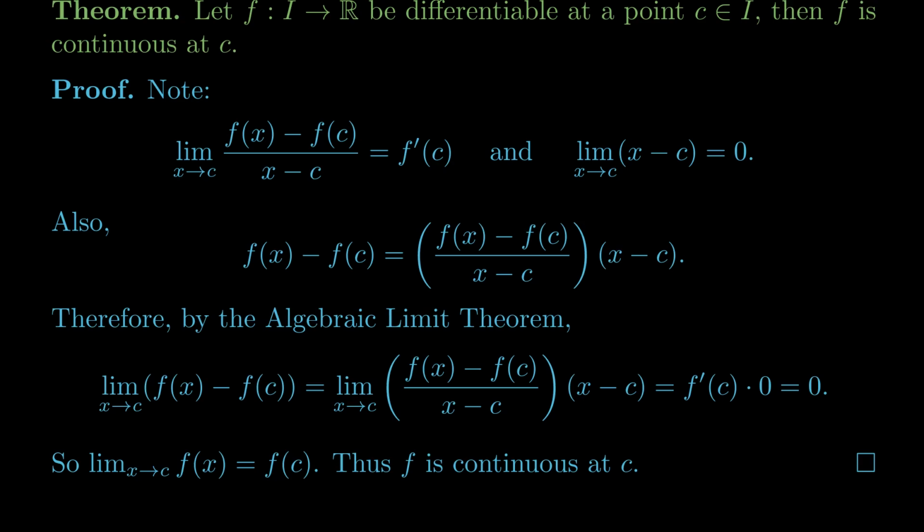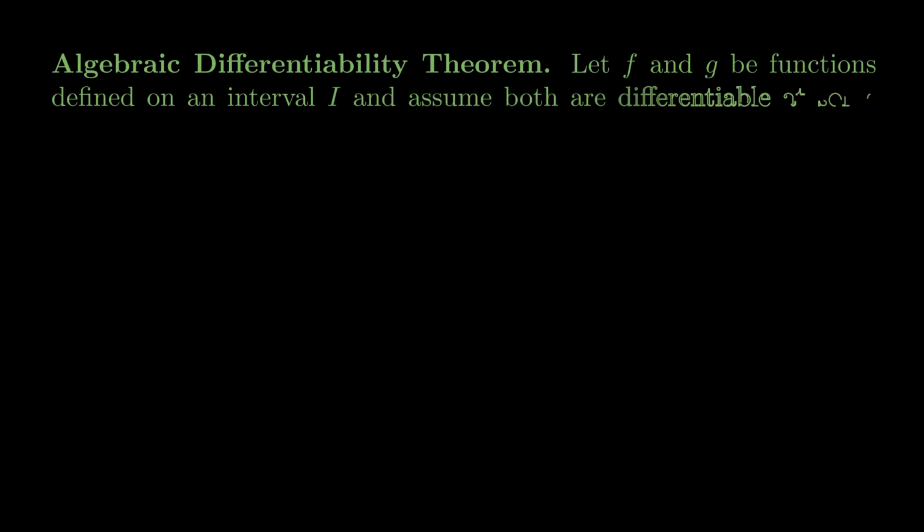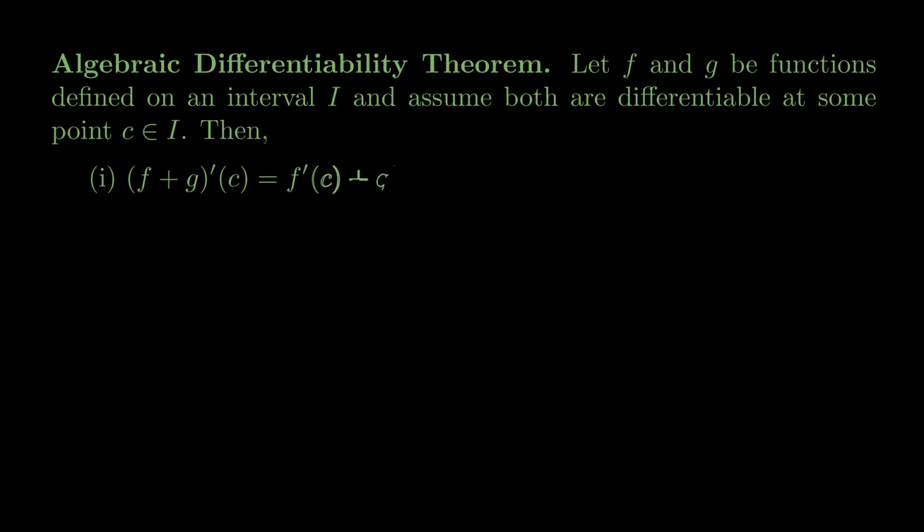Let's prove some more basic derivative rules. Let's list the sum rule, constant multiple rule, product rule, and quotient rule in a single theorem we'll call the algebraic differentiability theorem. Let f and g be functions defined on an interval I, and assume both are differentiable at some point c in I. Then (f plus g) prime at c is f prime at c plus g prime at c.